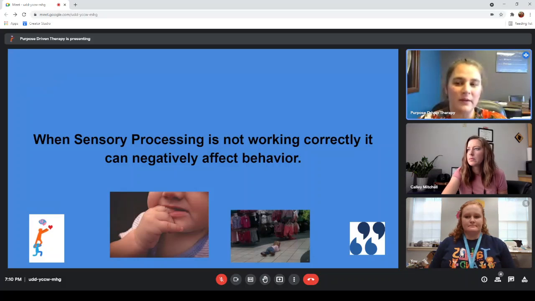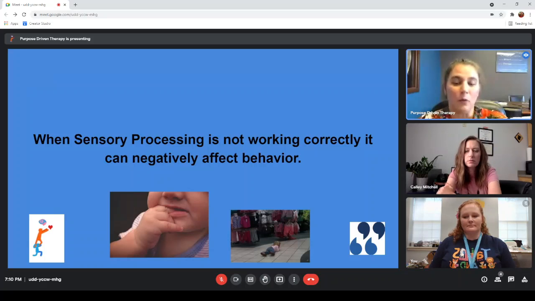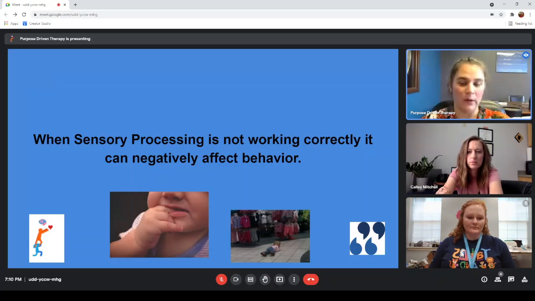So when sensory processing doesn't work correctly, it can negatively affect our behavior. So how does it not work correctly? The person who initially started talking about this called it a traffic jam in your brain, basically, with your nerve inputs. So you can either have too much and be overstimulated or sensory avoiding, and that can lead to a meltdown or somebody just trying to avoid any kind of interaction.